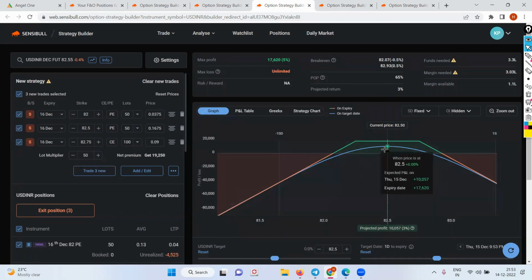Can someone please type me yes? Are you okay with this thing, or do you feel this is a risky trade? USD INR. At least Yogesh, at least Ari says yes.